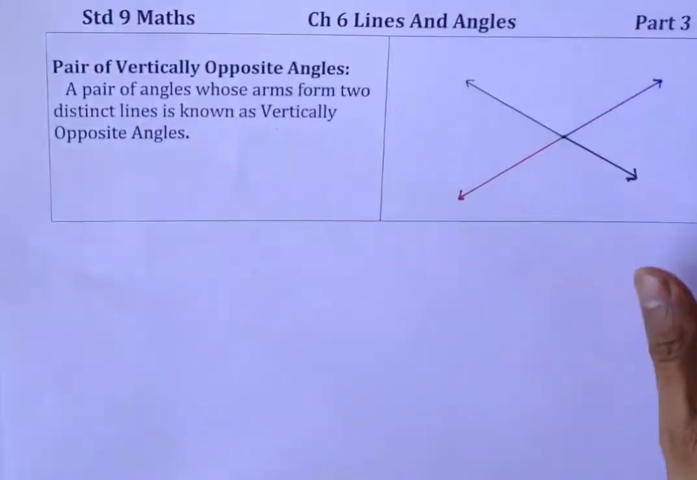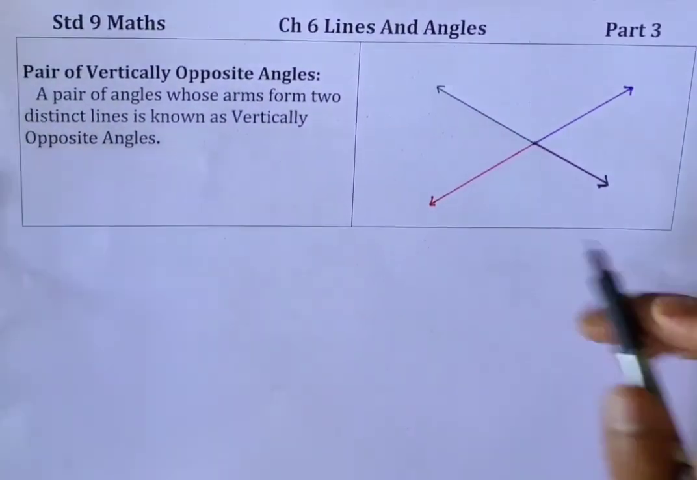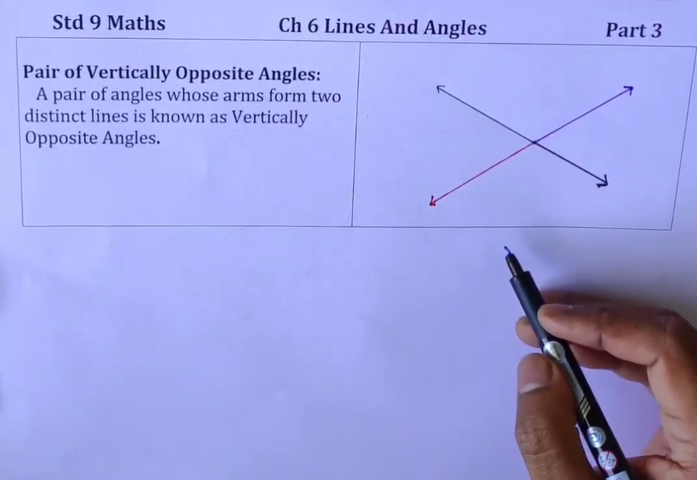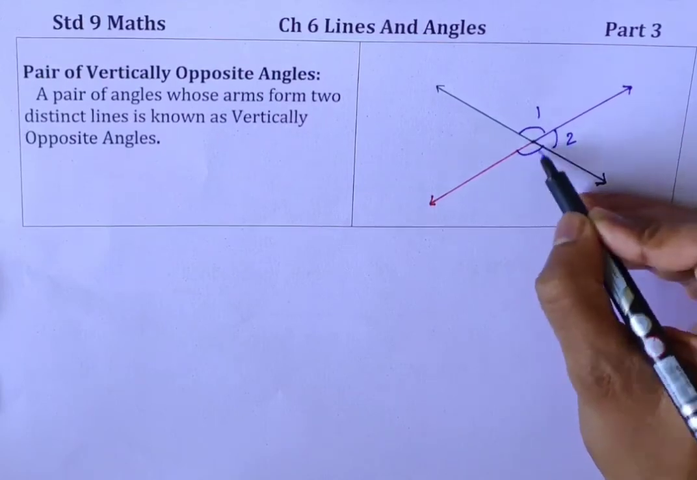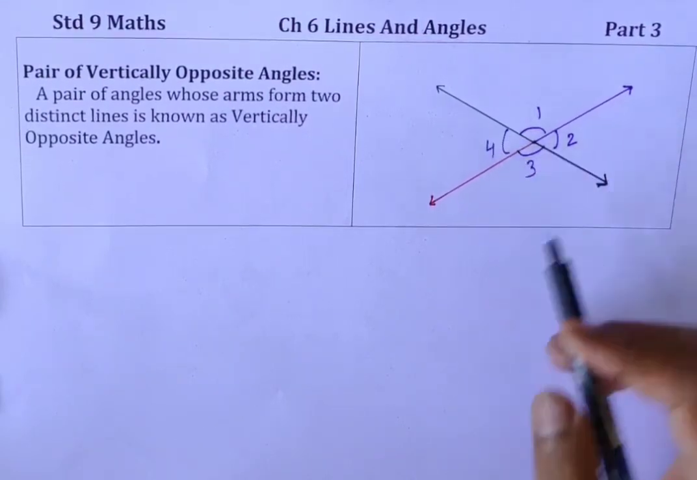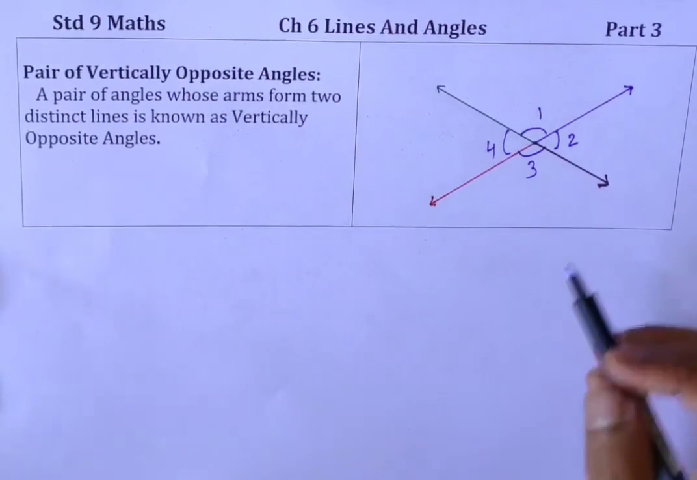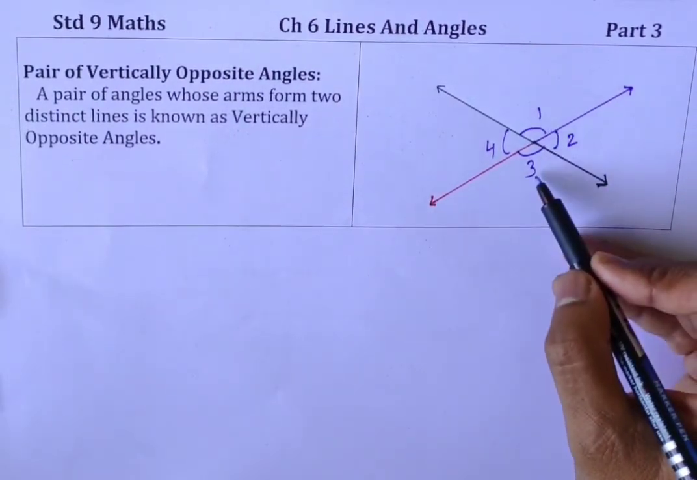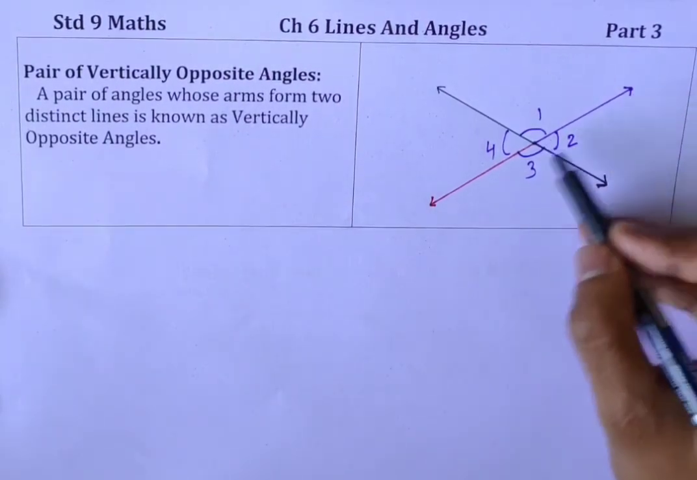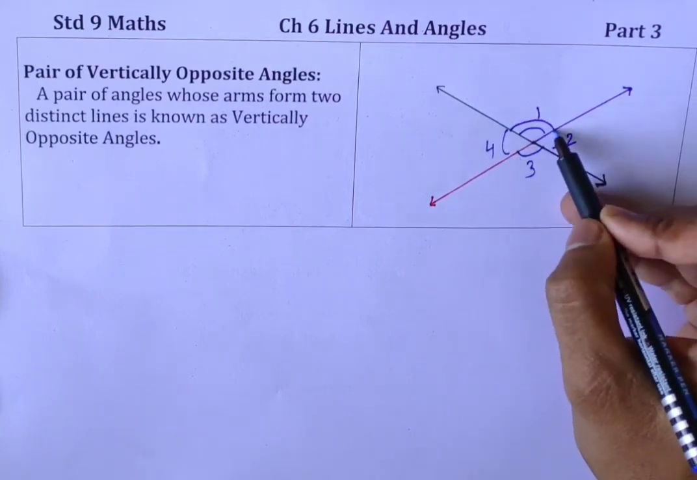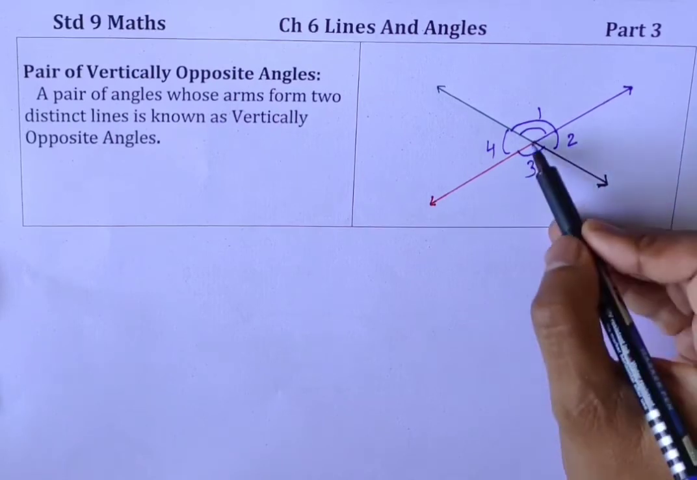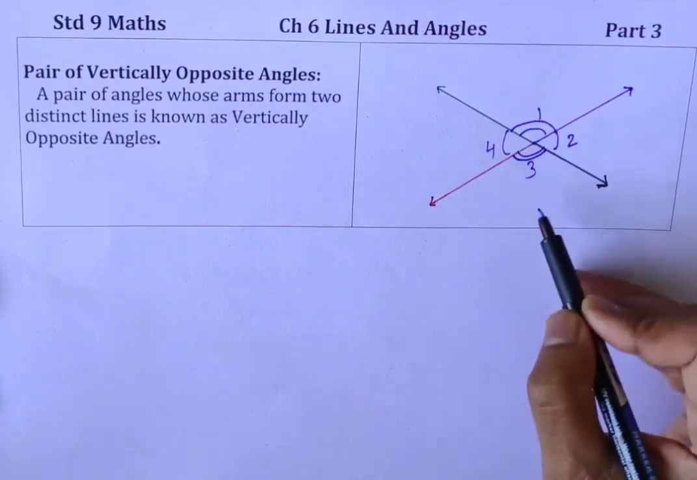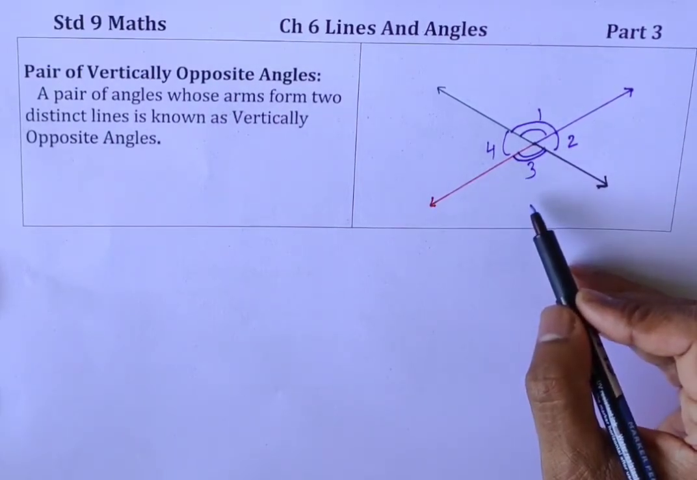See these two lines. See these two lines are intersecting each other. So 4 angles are formed. 1, 2, 3 and 4. Now you know very well the vertically opposite angles are angle 1 and angle 3. The blue arm and green arm, these are the two arms of angle 1. The black arm and the red arm, these are the two arms of angle 3.